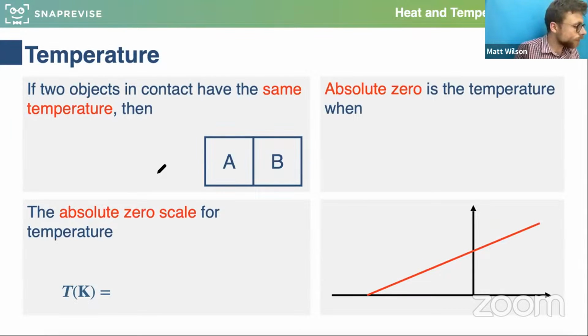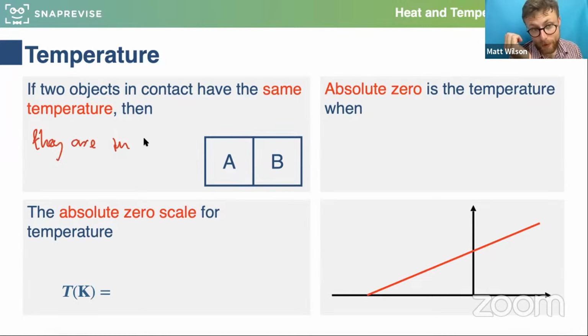Okay, so let's imagine we have two objects which are in contact. We say that they are at the same temperature if they are in thermal equilibrium. Now that's just a fancy phrase, so we need to explain what that phrase actually means. Thermal equilibrium. So what is thermal equilibrium?